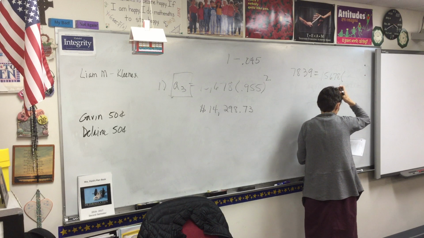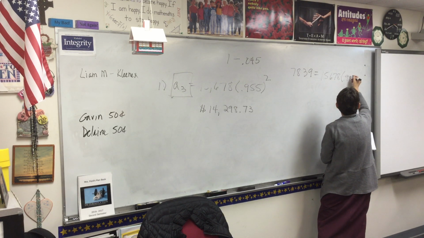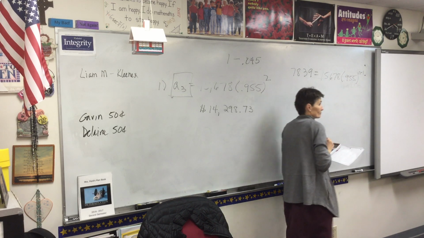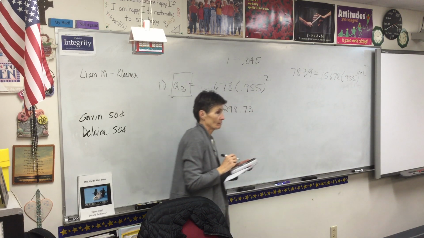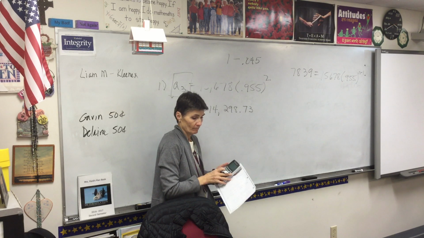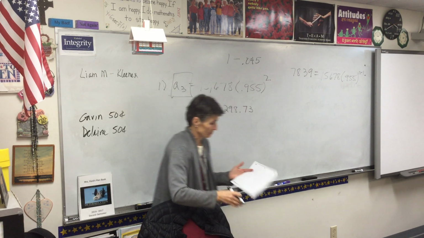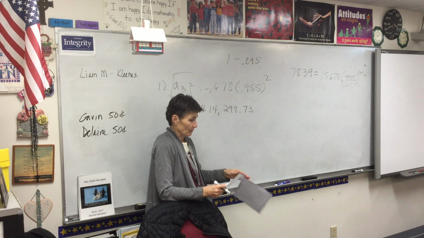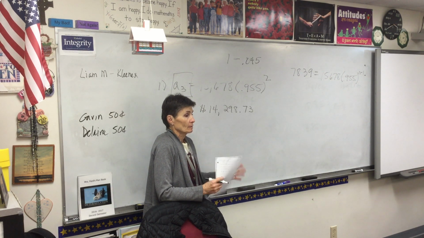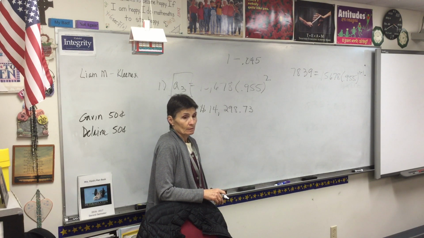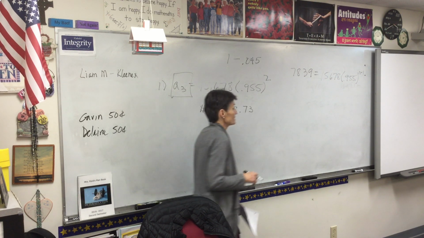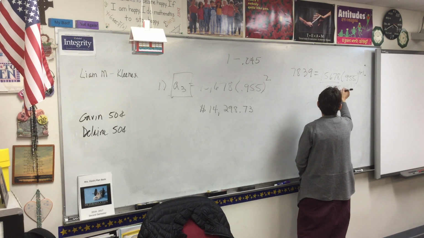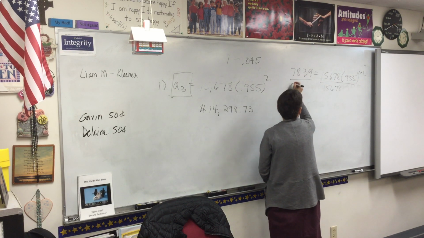15,678 times 0.955 to what power? N minus 1. What's step 1? Divide. We always start off with a division. And of course, what's going to happen, we're just going to get 0.5.